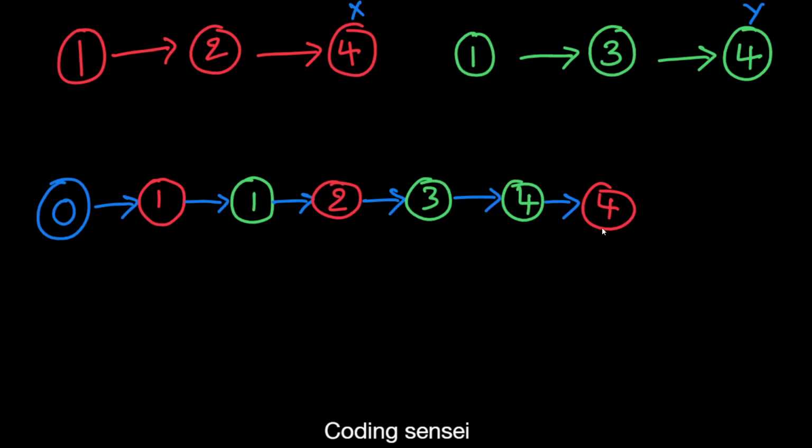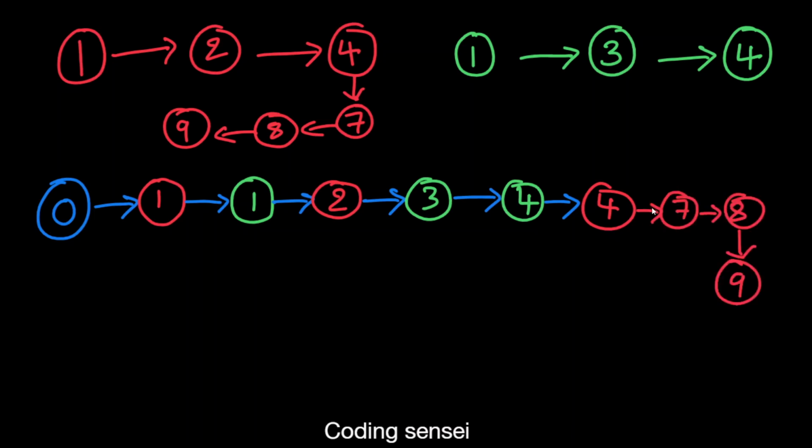Now we have created the new linked list. In this scenario the first linked list is longer than the second linked list, so the common elements are over. The rest of the elements are from the red linked list, 7 8 9. You can directly take the 7 node and connect it to the tail of the newly created linked list. So you can take 7 8 9 and add it at the end. That's how you do it.